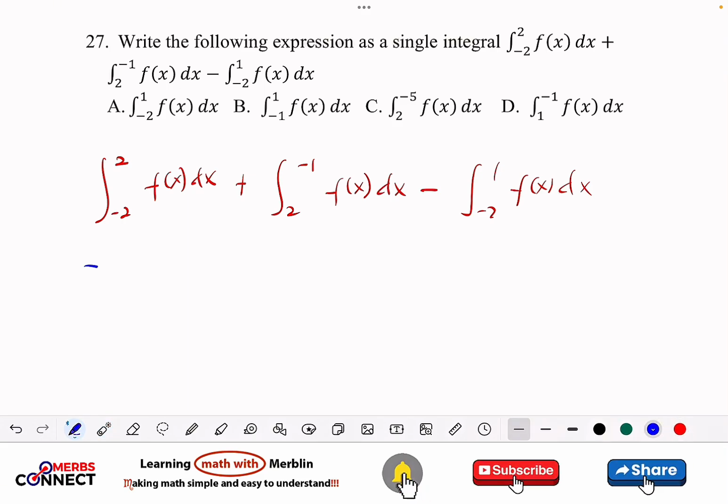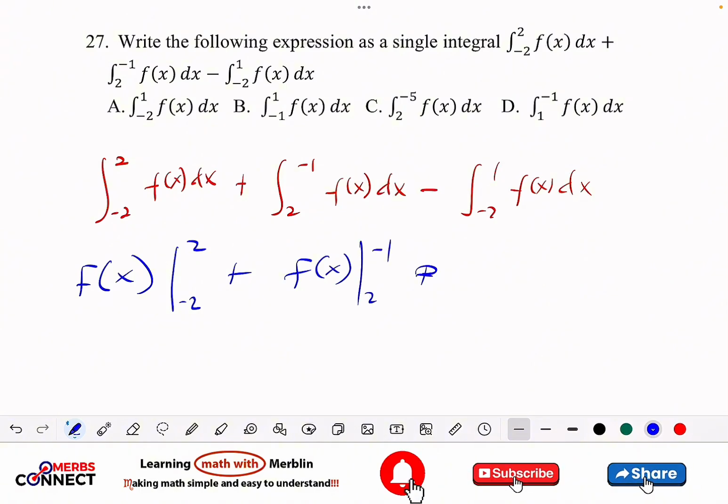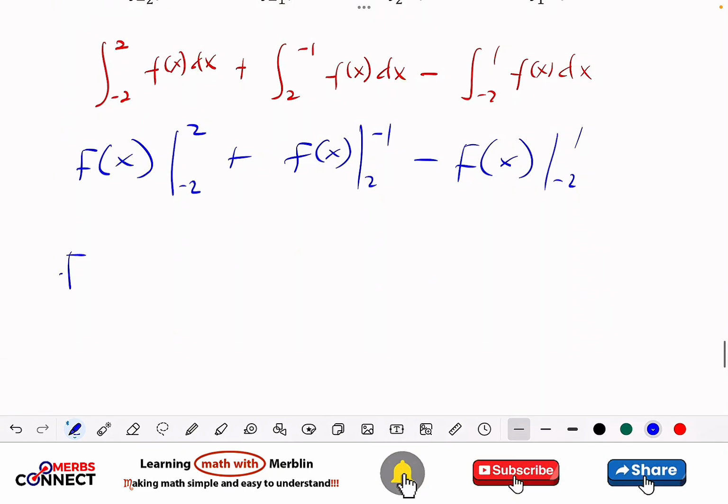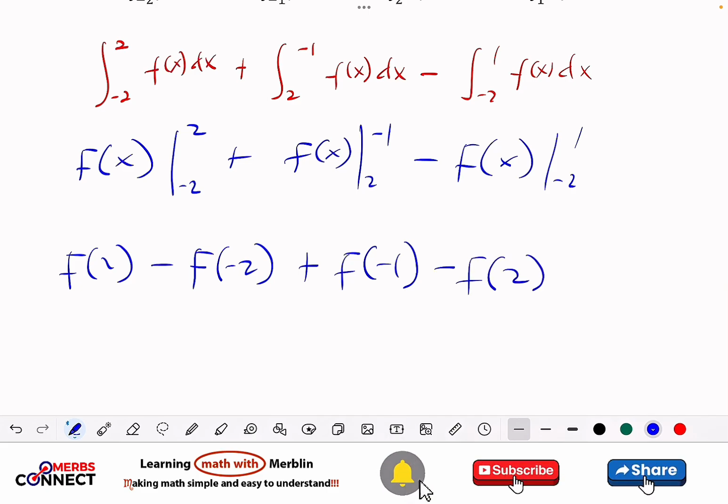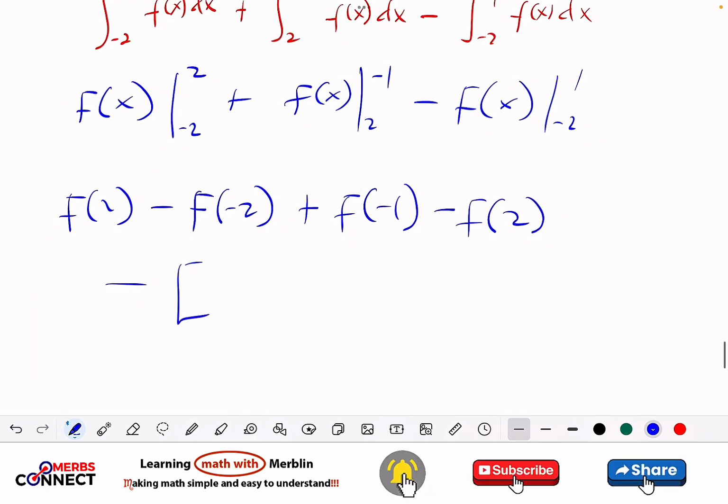So this is going to give us big F from minus 2 to 2 plus big F from 2 to minus 1 minus big F from minus 2 to 1. So let's do substitution. This is big F of 2 minus big F of minus 2 plus big F of minus 1 minus big F of 2 minus big F of 1 minus big F of minus 2.